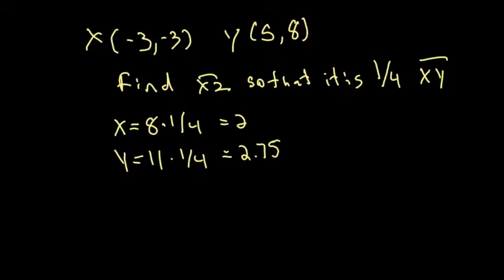It tells us we want XZ, so we still have to start at X. And from X we have to move 2 on our x and 0.75 on our y. So -3 plus 2 would be -1. And then 5 plus 0.75 would give us 5.75. So our new coordinate, to be 1/4 of the XY line, would be Z at (-1, 5.75).